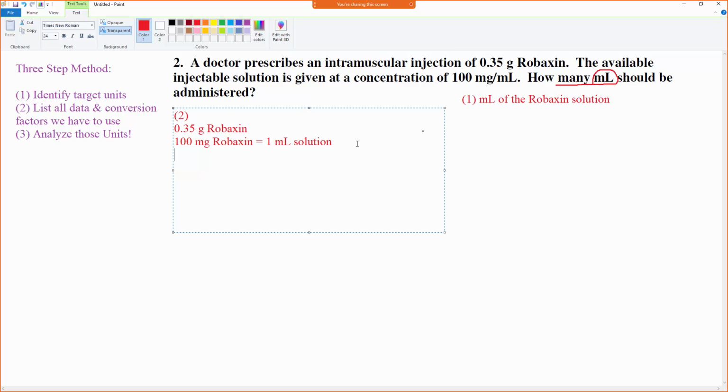All right, are we going to need anything else here? Ooh, what else do we need? We need a gram to milligram conversion. Good, because on the top here I've got grams of Roboxin, and here I've got milligrams of Roboxin.